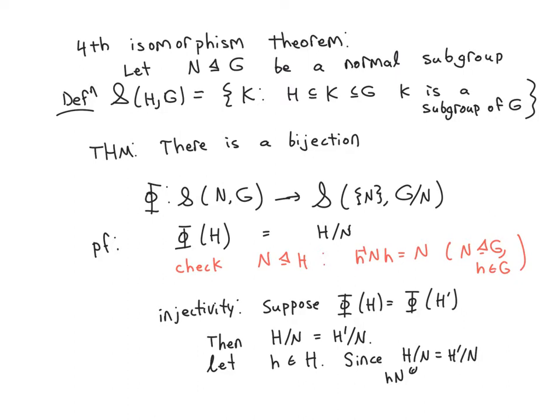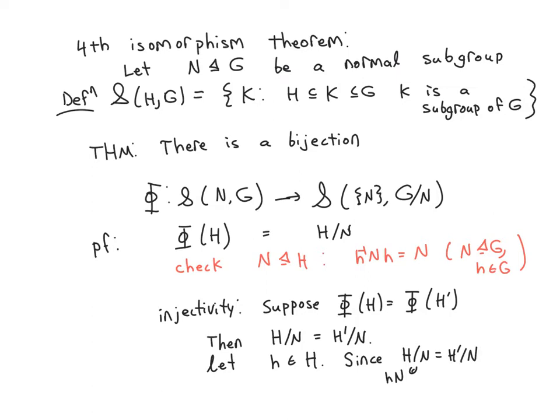Then the fourth isomorphism theorem states that there is a bijection between the collection of subgroups between N and G and the collection of subgroups between the trivial subgroup and G mod N, where here N is normal in G, and obviously you need this fact in order for G mod N to even be a group.